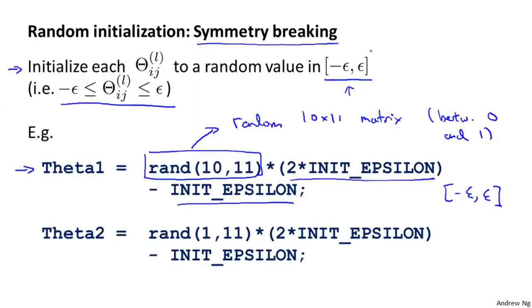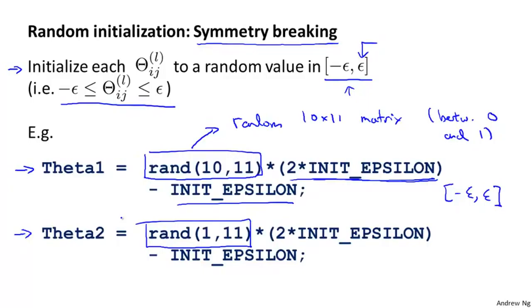And incidentally, this epsilon here has nothing to do with the epsilon that we were using when we were doing gradient checking. When we were doing numerical gradient checking, we were adding some values of epsilon to theta. This is an unrelated value of epsilon, which is why I'm denoting it init epsilon, just to distinguish it from the value of epsilon we were using in gradient checking. And similarly, if you want to initialize Theta2 to a random 1 by 11 matrix, you can do so using this piece of code here.